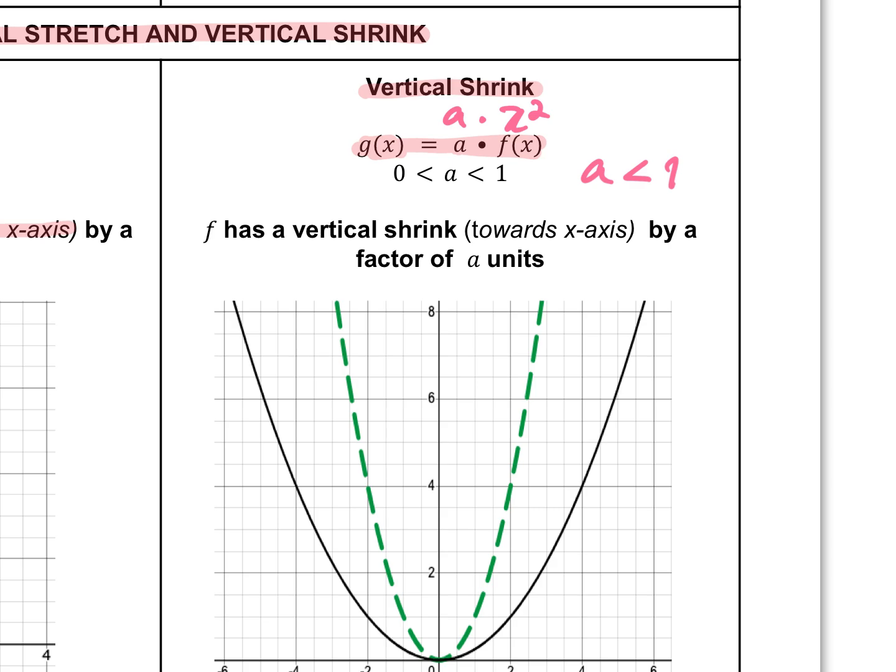Now we can say that f has a vertical shrink by a factor of a units when it's going towards the x-axis. Okay, towards the x-axis. So if you're going to be looking at this dotted parabola, it's actually going away from this parent function and approaching, going towards the x-axis. Okay, just like this one, it actually goes this way. So this is what you call a vertical shrink.